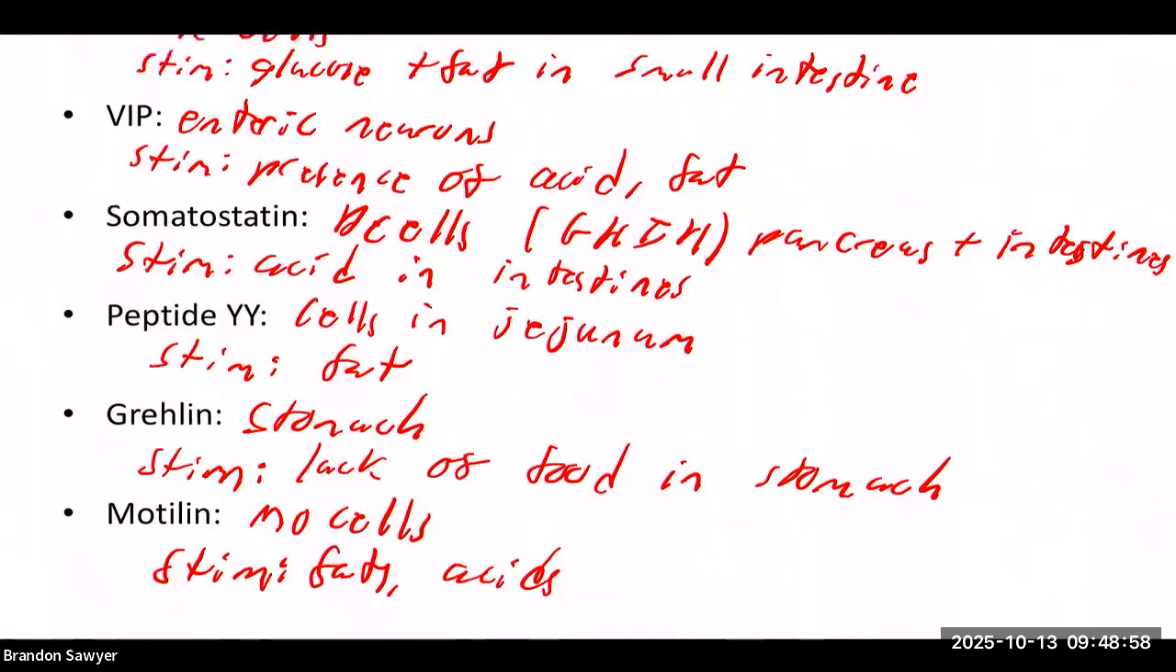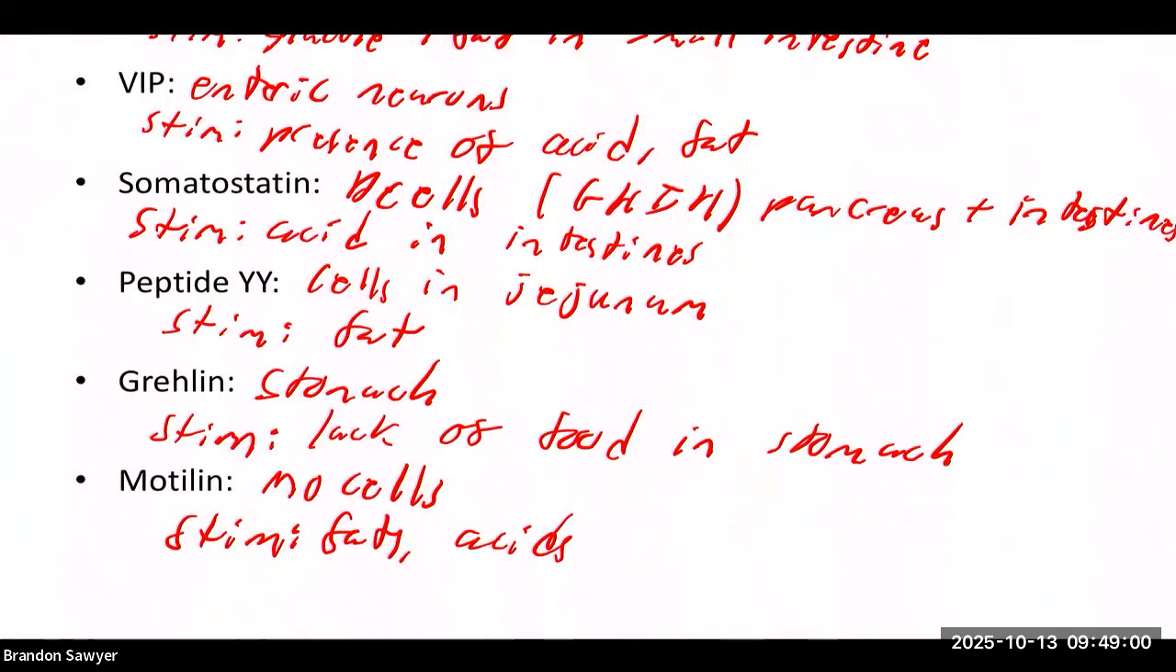And then lastly, motilin, Mo cells, and this is stimulated by fats and acids. The presence of those will cause the release of motilin. We'll talk more about motilin next week, and how it causes contractions and when it causes contractions.